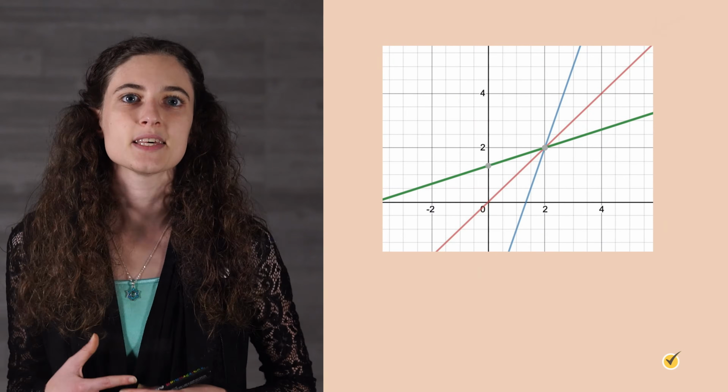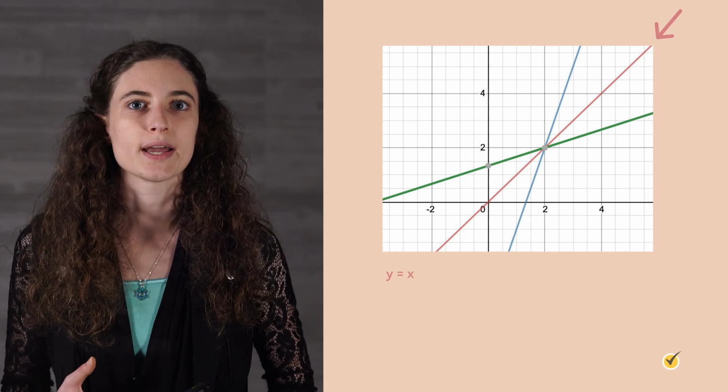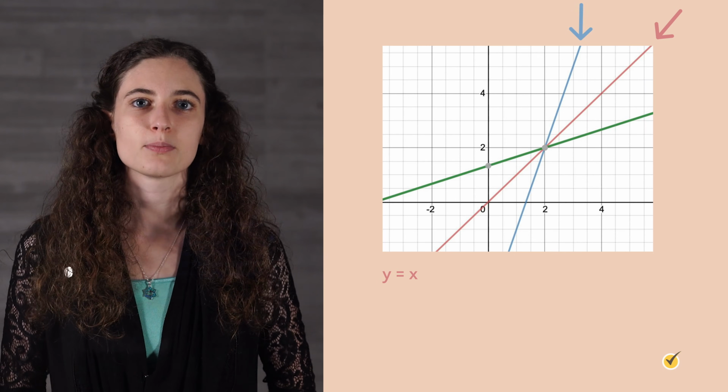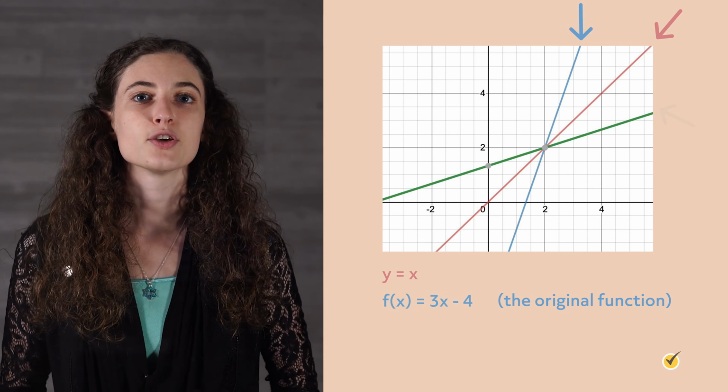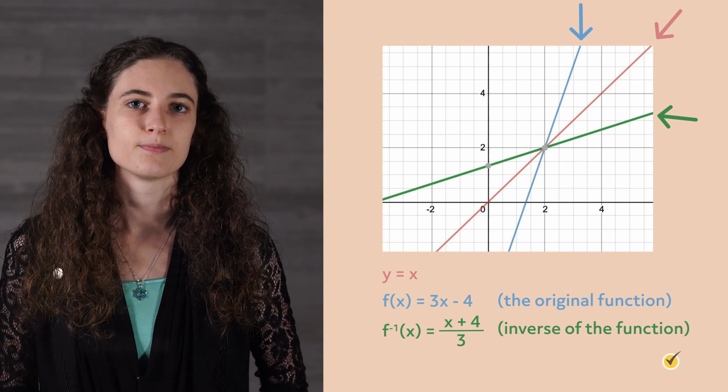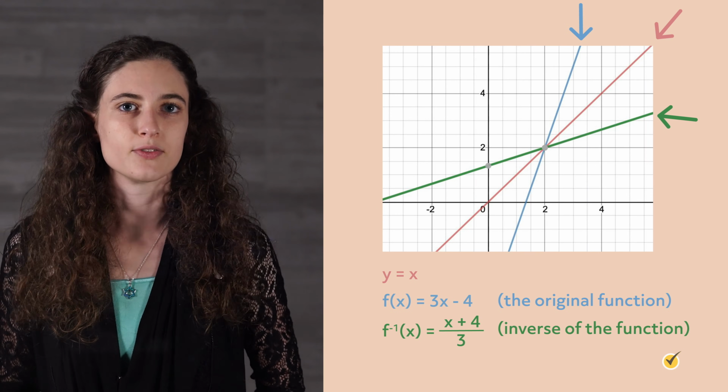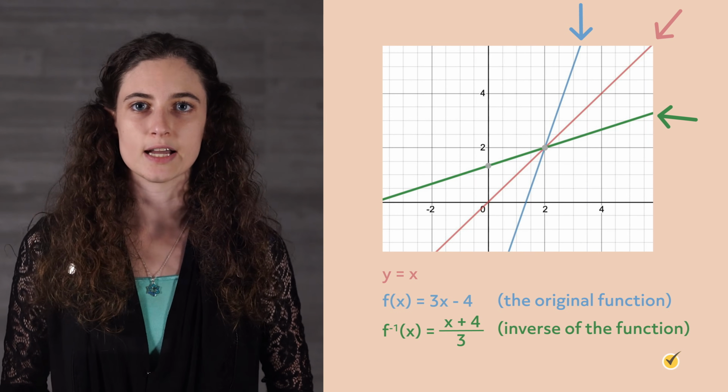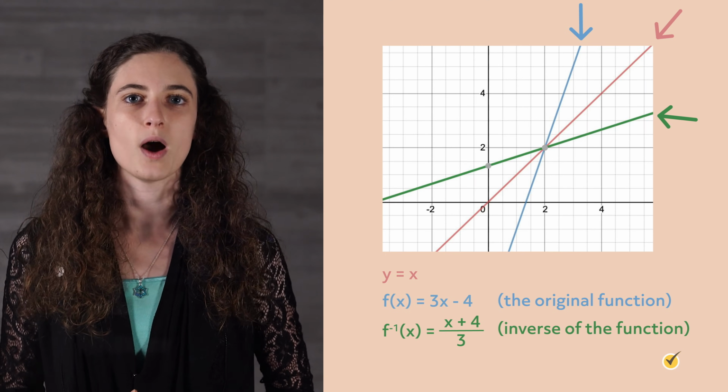In our graph, we can see that the red line represents the line y equals x. The blue line represents our original function, and the green line is the inverse of that function. When we graph the function and its inverse, we are able to see visually that the lines are reflected over the red line y equals x.